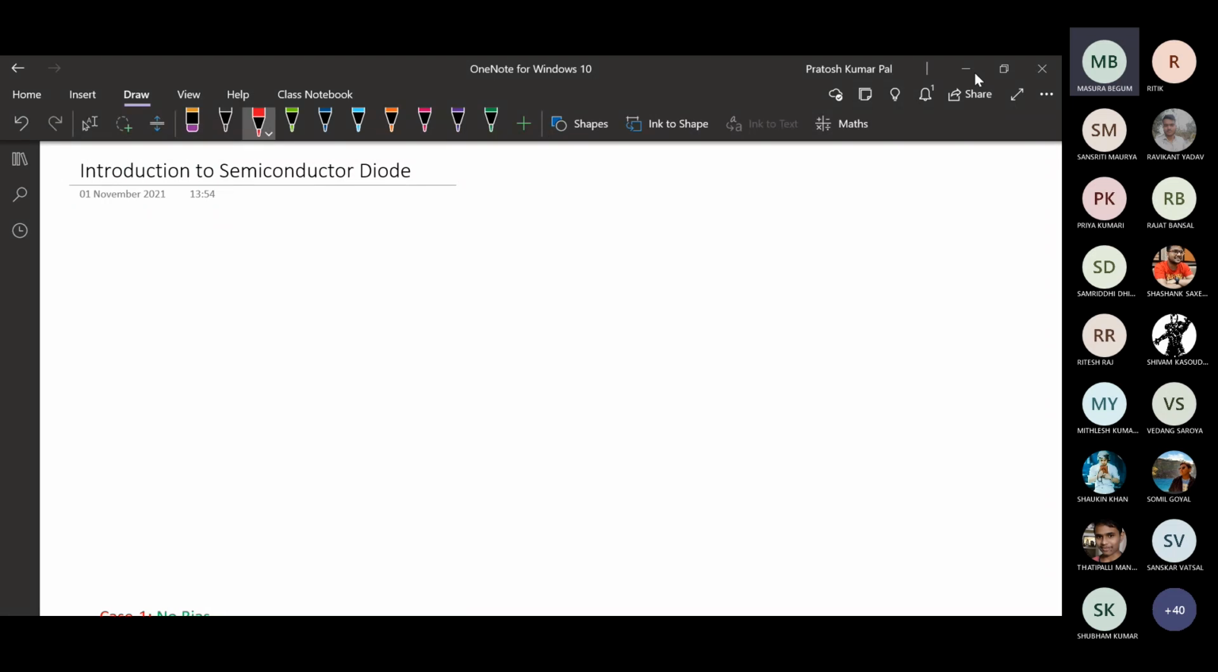So in this lecture, we will be going with the introduction to a semiconductor diode, and then in the next class onwards, we will be going with the applications of diode, where these diodes are basically used. So these semiconductor diodes are one of the first solid state devices in terms of electronic devices.